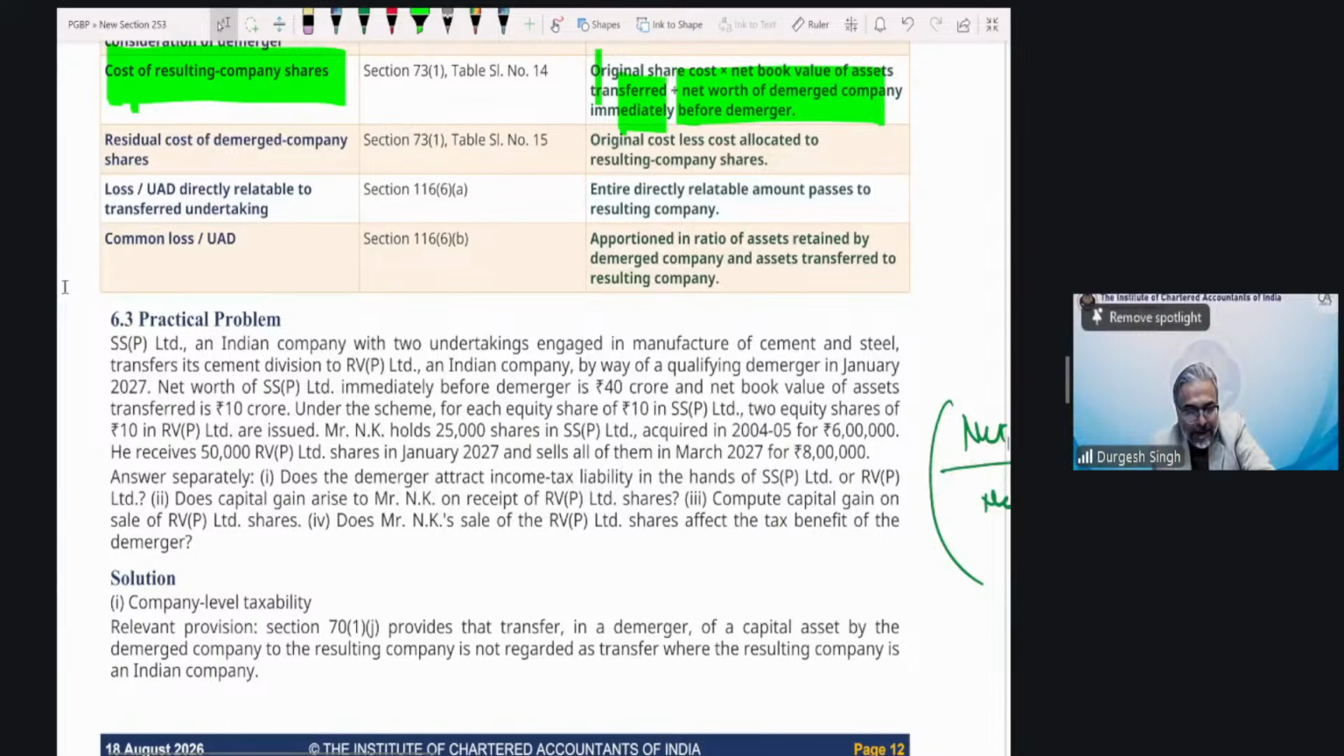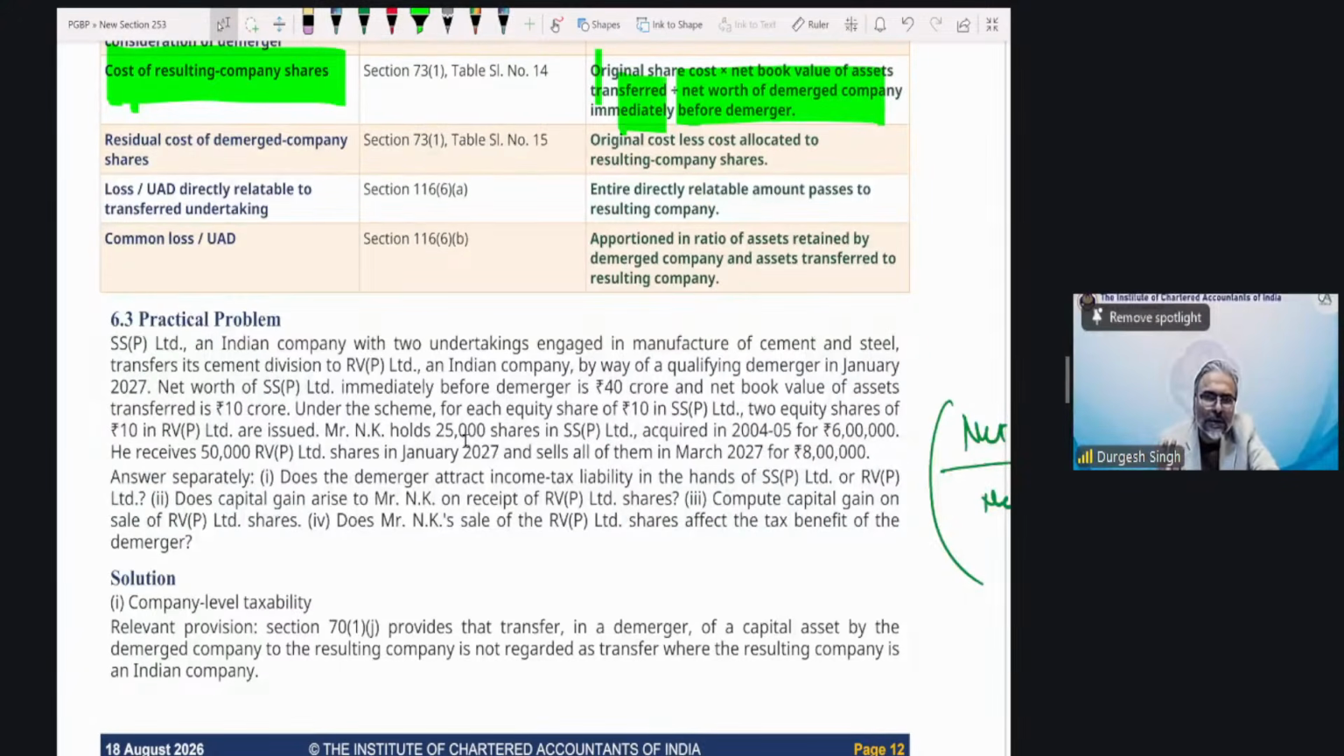He receives 50,000 RV Private Limited shares in January 2027 and sells all of them in March 2027, students, for 8 lakhs. Answer separately, students. In this case, does the demerger attract income tax liability in the hands of SS Private Limited or RV Private Limited? Students, you have to see whether the conditions are satisfied, and the fact that the conditions are satisfied and they say it's a qualifying demerger.